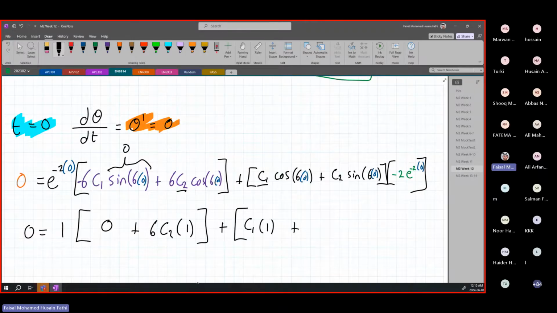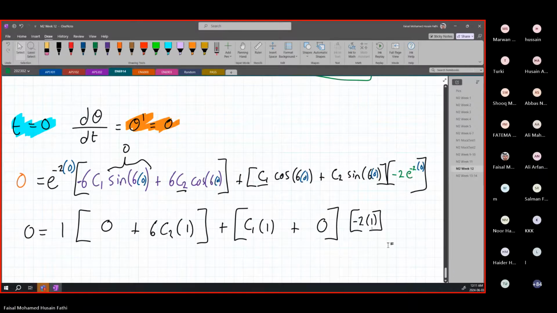C2 sine of 0 is just 0, so this becomes all 0. And this just becomes 1. E to the power of 0 is just 1. Sorry, it becomes minus 2. Because we have the minus 2 outside times 1. Okay? Because here we have minus 2 times e to the power of 0, which is 1.